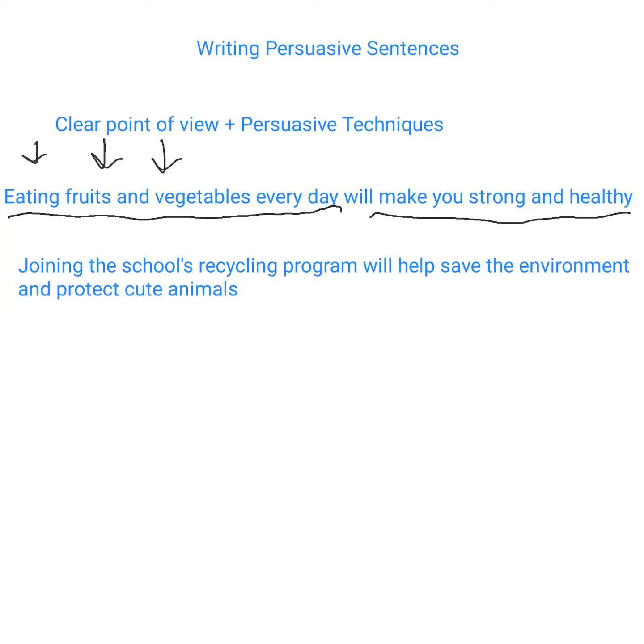Well, again, Conan, I don't see anything about blah, blah, blah. But it wants you to join the school's recycling program. First part of the sentence: joining the school's recycling program. That's the aim of this sentence. And they're trying to persuade you with an offer of saving the environment, and you get to protect the cute little animals.